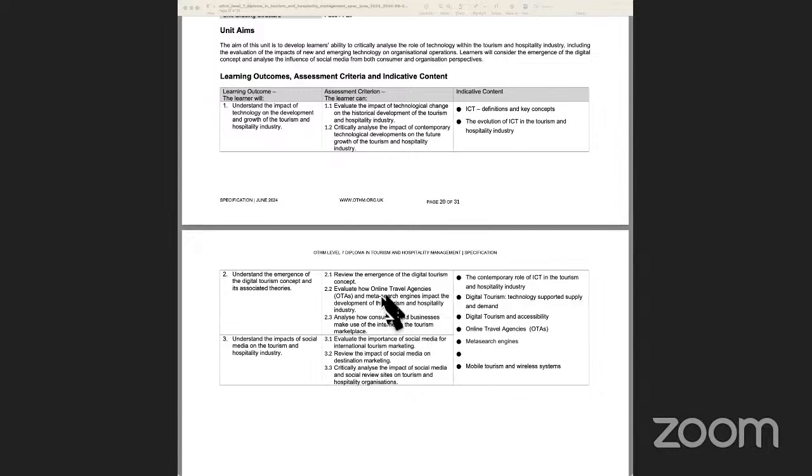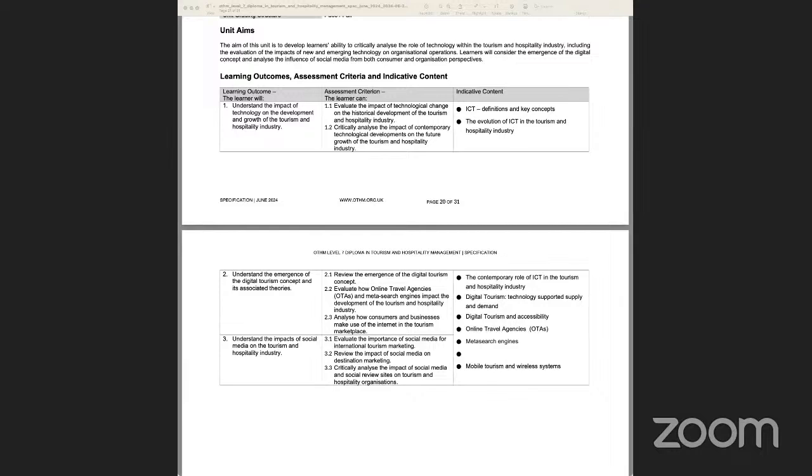Then we'll also talk about what are called online travel agencies. Online travel agencies tend to be the traditional travel agencies, but with a twist. These online travel agencies, or OTAs as we call them, have sprung up all over the world, and they allow us to use the internet to book any sort of services related to the tourism sector. So we look at what they are, and what impact they are having on the tourism industry or hospitality industry as a whole.